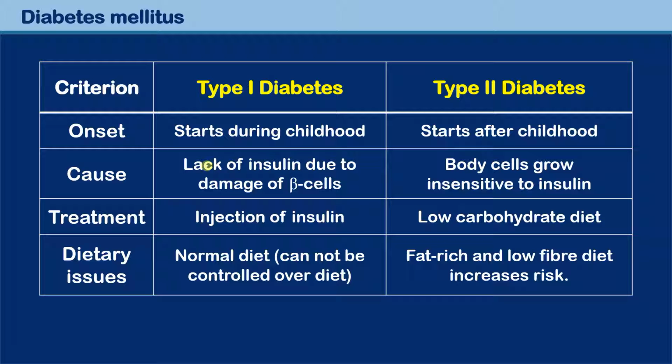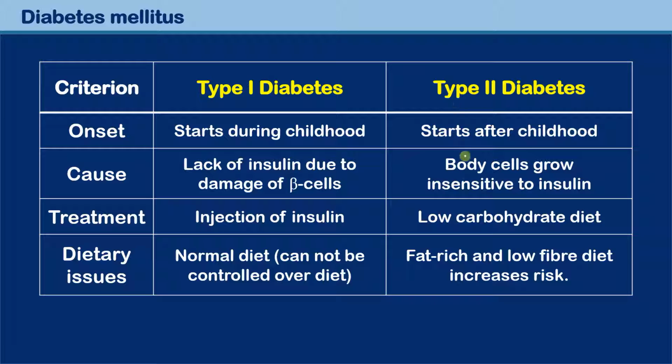In the first case, in type 1 diabetes, there is a lack of insulin due to the damage of beta cells in the islets of Langerhans in the pancreas. And this could be due to an autoimmune problem. So the body's immune system starts to attack these beta cells, which are normally responsible for producing insulin. And when the body's immune system starts to attack these cells and kill them off, then they are not able to produce the insulin anymore.